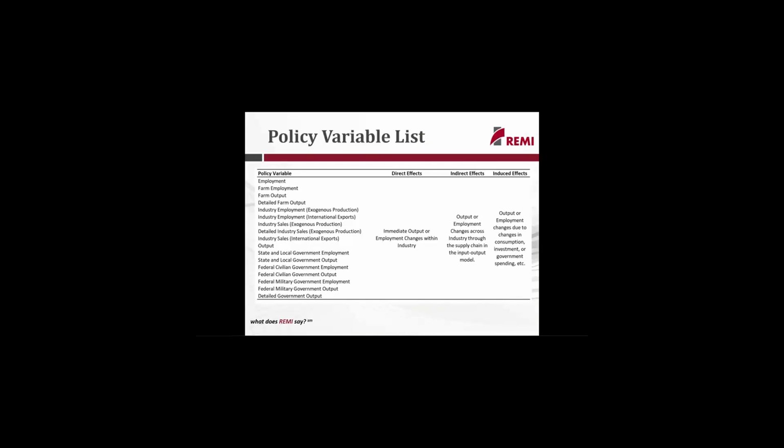And here is the list of the policy variables that we can use to calculate multipliers. They mainly include the employment and output policy variables. After we select the policy variables and run the simulation, the multiplier effects will show automatically as a part of our results.